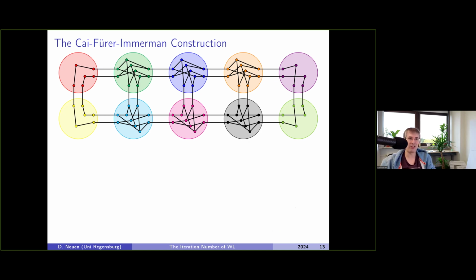Now onto this linear lower bound from Fürer. For this, we have to look at the Cai-Fürer-Immerman construction. In this first part of the talk, I don't want to formally define this construction and describe all the properties, but I just want to give you the main idea. We take a base graph, in this case a 2x5 grid. Each vertex of this 2x5 grid corresponds to one of these big colored bubbles here. And in each of these bubbles, we put a certain gadget.